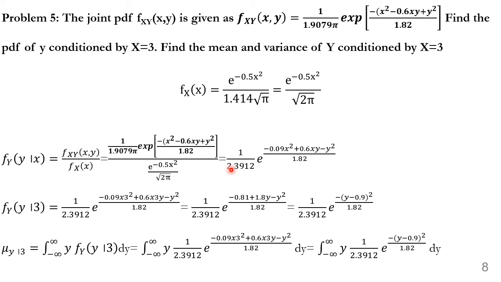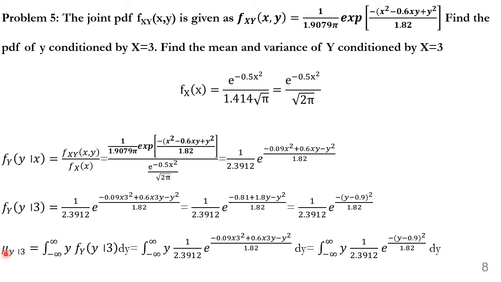On simplification, this reduces to the form 1 divided by 2.392 exponential of minus 0.09 x square plus 0.66xy minus y square divided by 1.82. Let us write it as f_Y(y given 3). We will replace wherever x is there in this equation by 3. So when we replace this and simplify, we get 1 divided by 2.392 e to the power minus 0.81 plus 1.8y minus y square divided by 1.82. So 1 divided by 2.392 exponential of minus (y minus 0.9) whole square divided by 1.82.